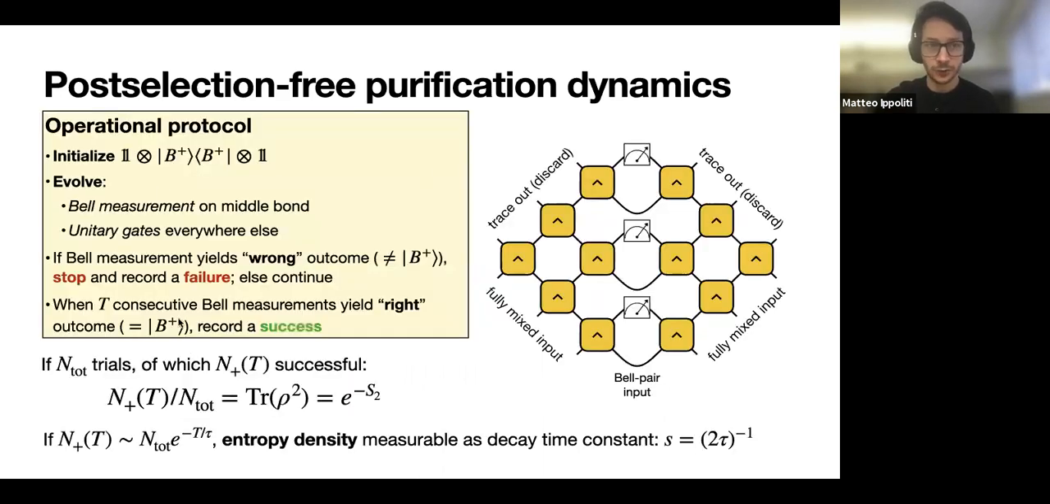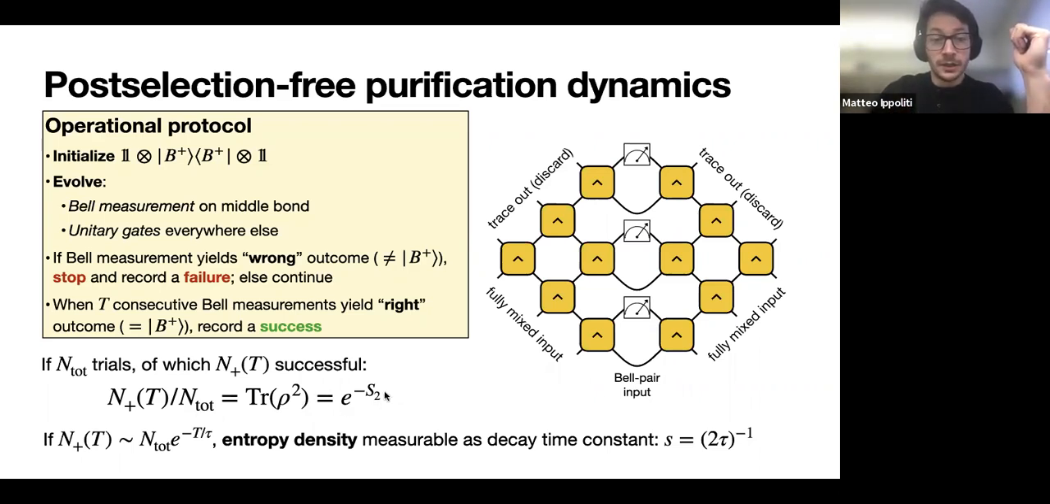I'm not going to go through this in detail, but I'll just flash it here. This is the protocol, which functions like a little flow chart. Perform this measurement, depending on what you get, do that, or stop, or continue, and keep track of how many times you failed versus how many times you made it to the end and succeeded. If you do that, you end up with some number of trials, some number of successful trials, and the ratio gives you exactly the purity. That is what we set out to calculate.